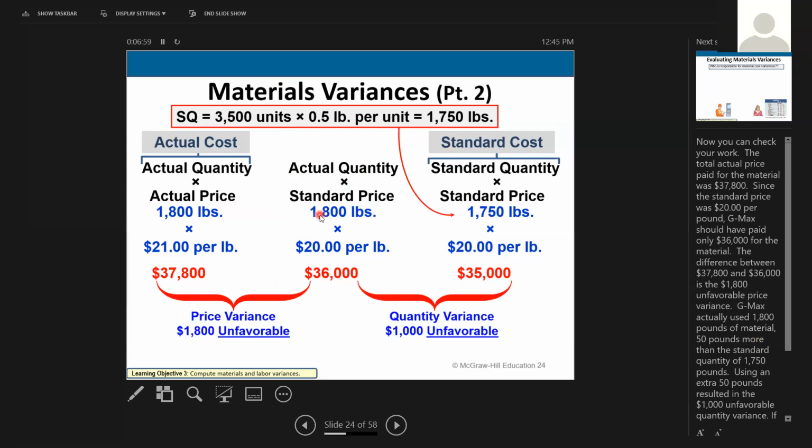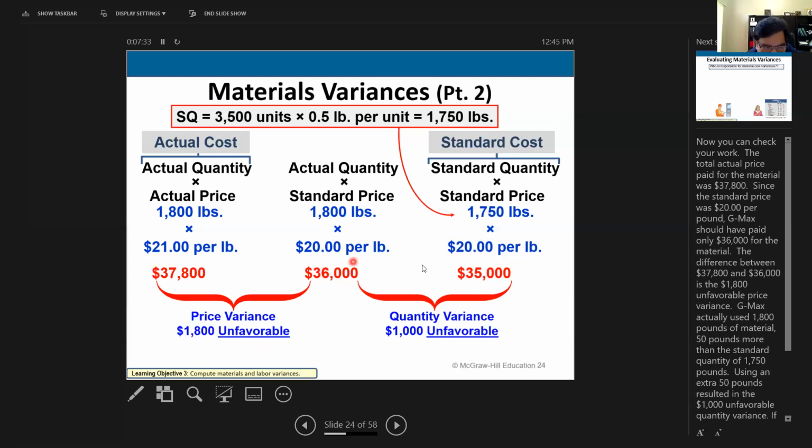So to summarize, if you use more in terms of quantity, and you pay more in terms of price, that's what makes it unfavorable. Yes. It means you paid $21 instead of $20, so you are unfavorable. Why? You paid $1 more for 1,800 pounds. That's why it is a 1,800 unfavorable variance. Okay, I understand now. Thank you.